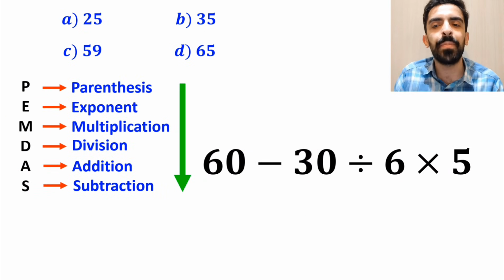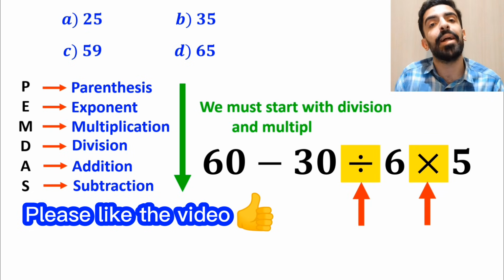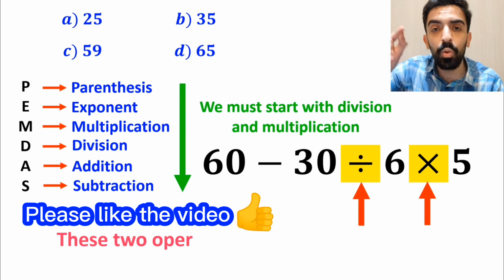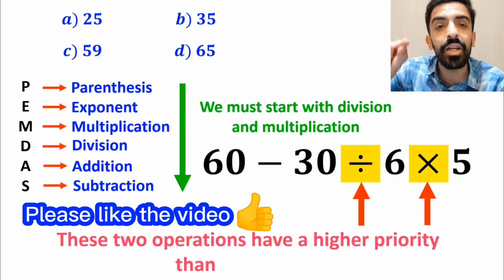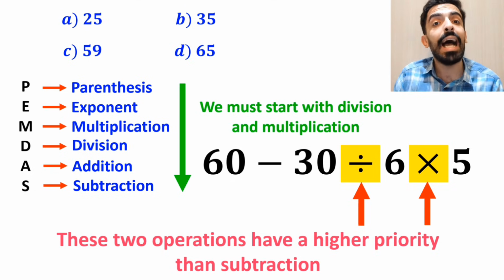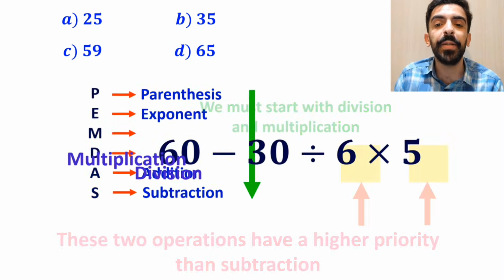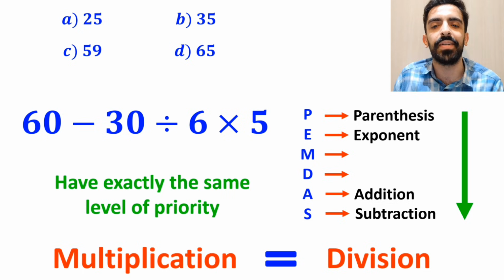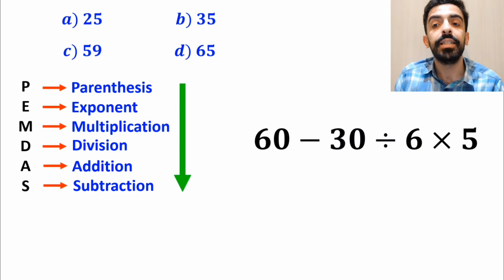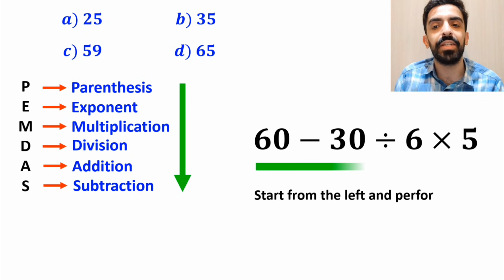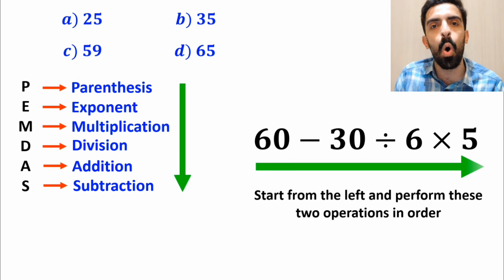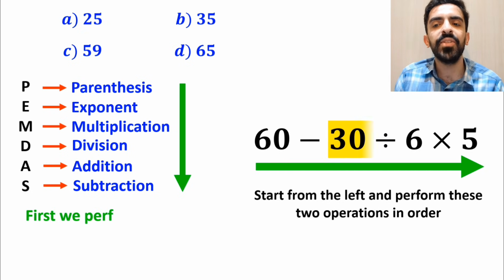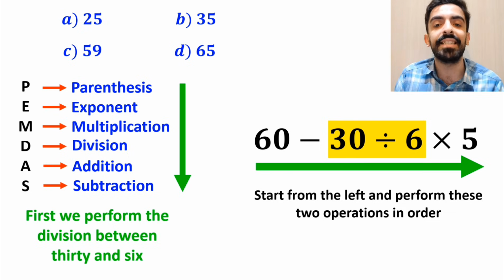Okay, according to the PEMDAS rule, we must start with the division and multiplication because these two operations have a higher priority than subtraction. However, it's very important to keep in mind that multiplication and division have exactly the same level of priority. In this situation, the best approach is to start from the left and perform these two operations in order. So, first we perform the division between 30 and 6.